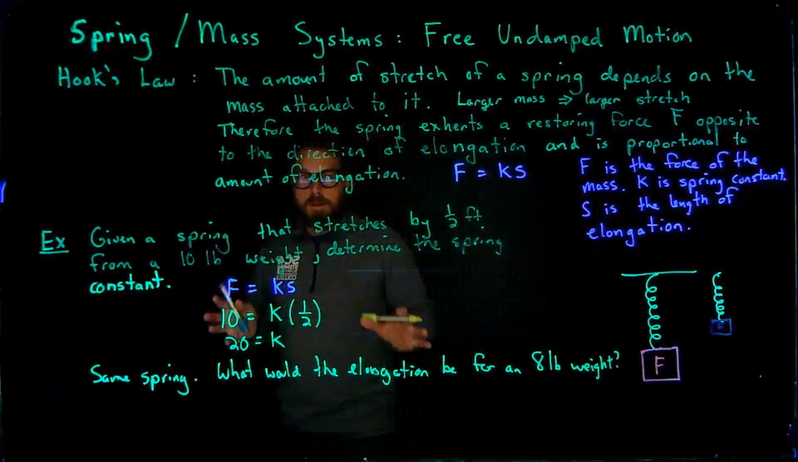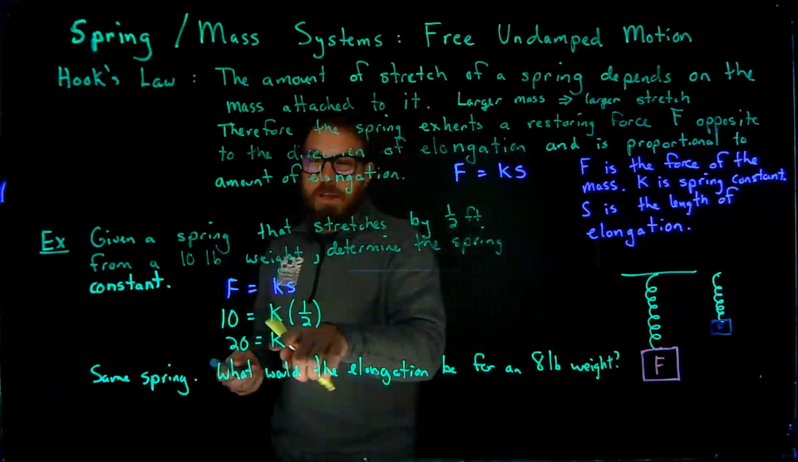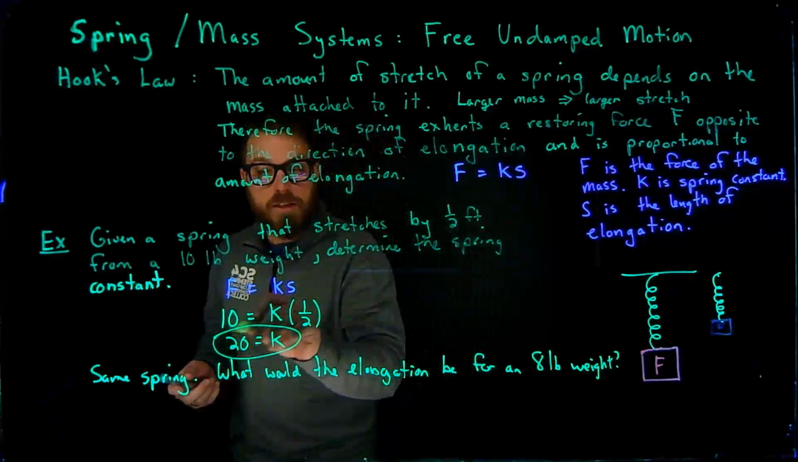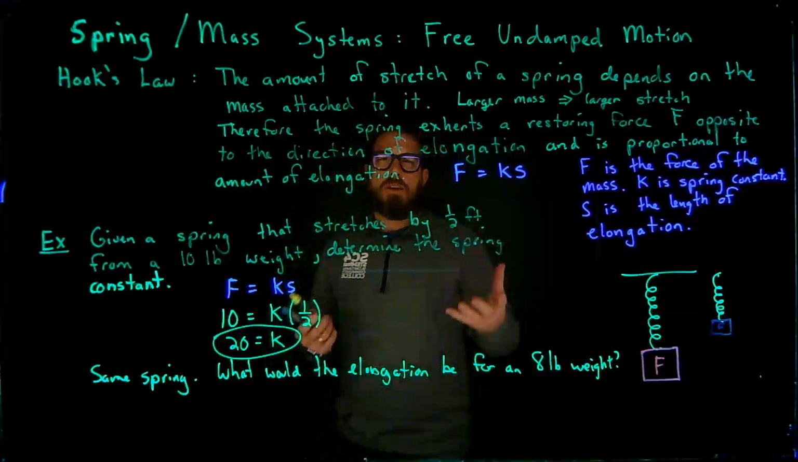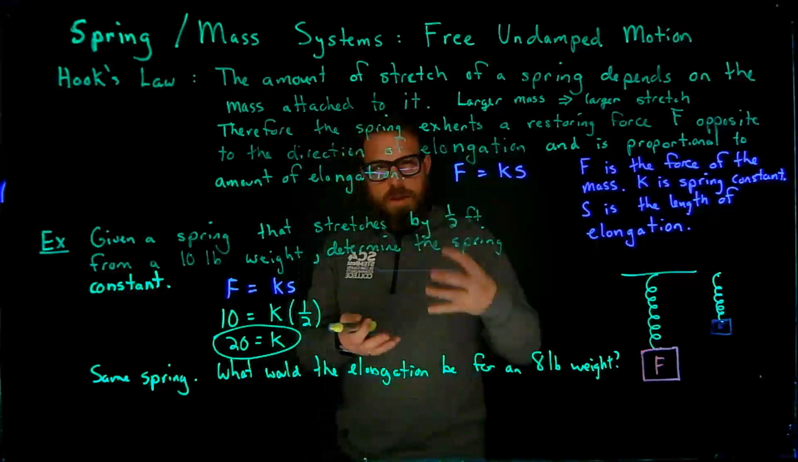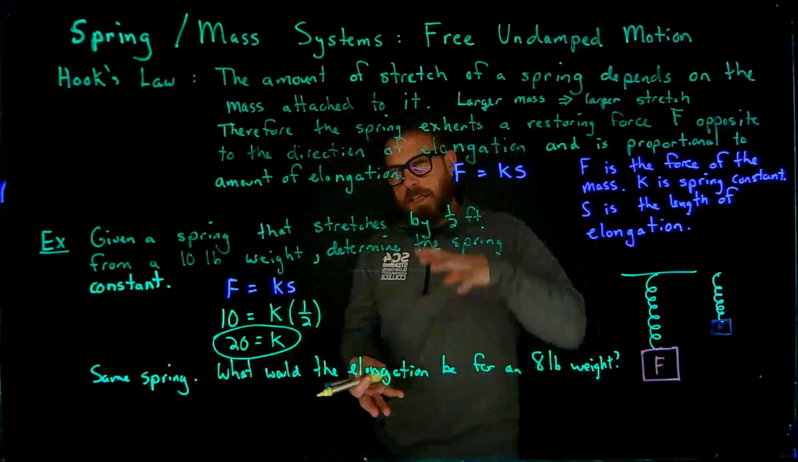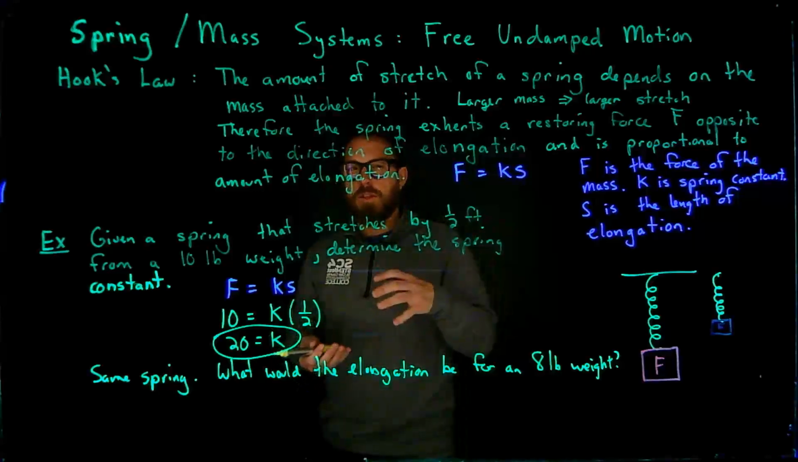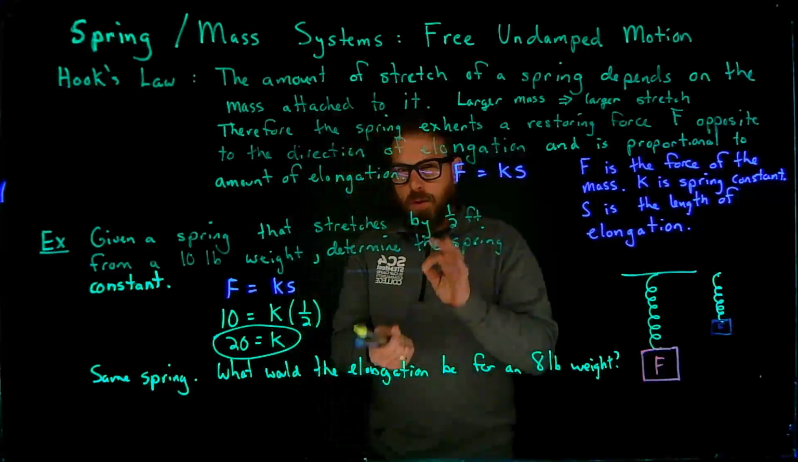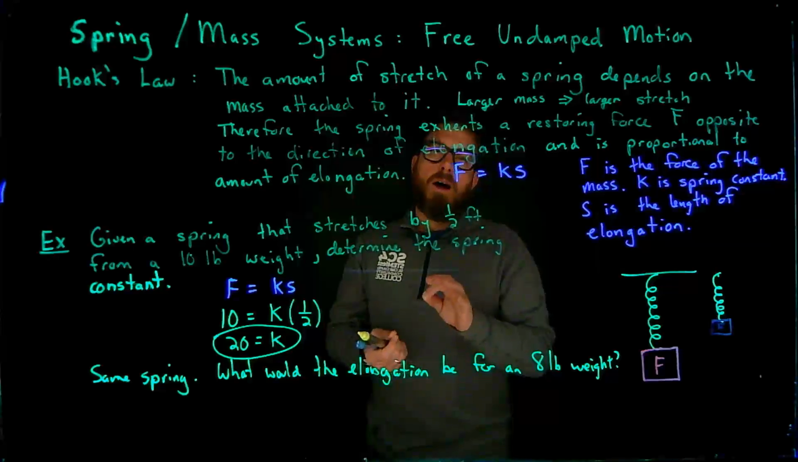So remember, we're talking about the same spring. What I mean by the same spring is that we have the same spring constant. Every spring has its own spring constant. You can think of it this way: a really massive, thick spring is going to be harder to squish or elongate, so it's going to have a different spring constant than maybe a really thin spring.